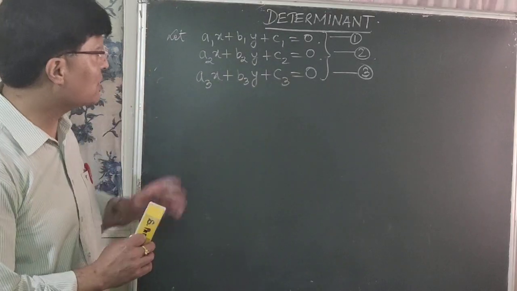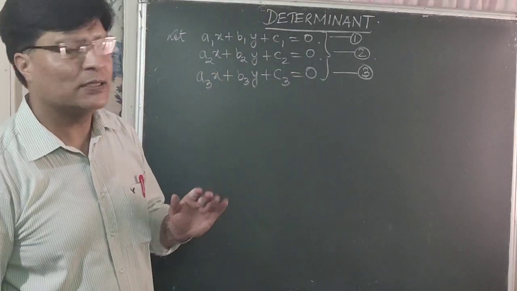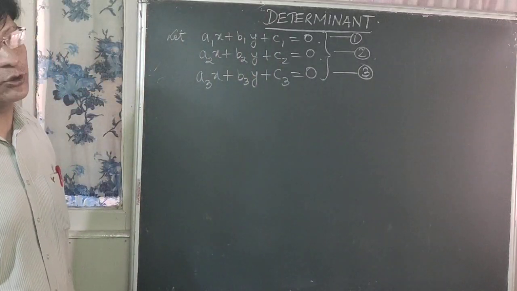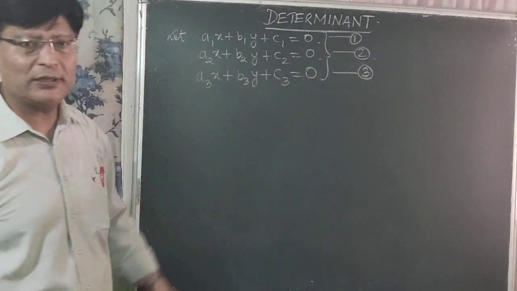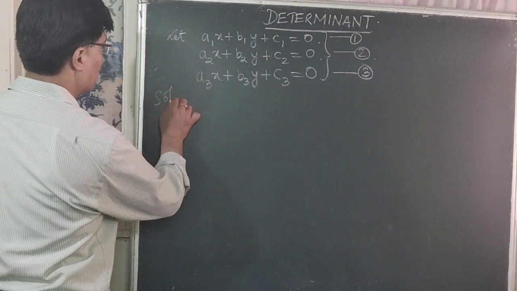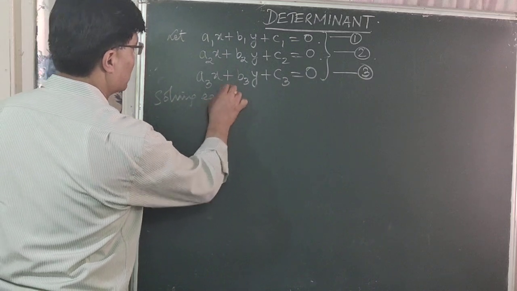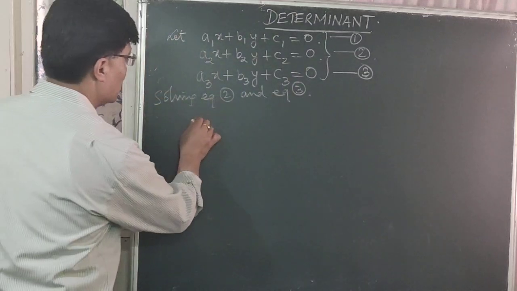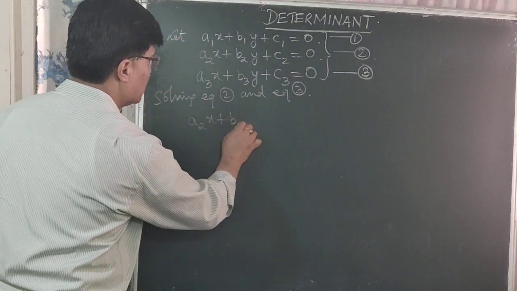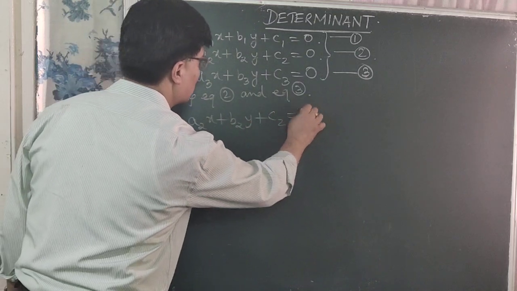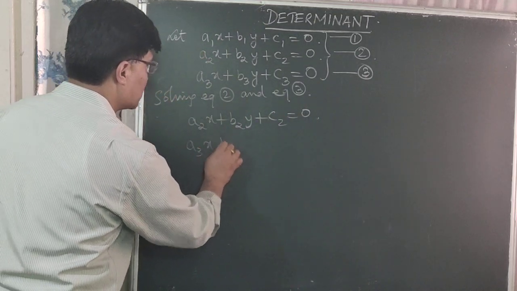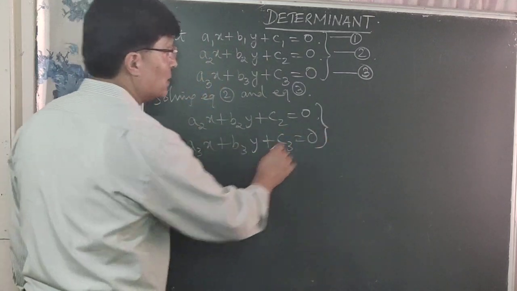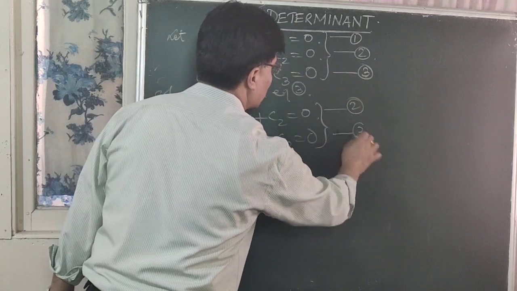So let us eliminate x and y from these three equations, right? Let us solve the two equations. Let us solve equation 2 and equation 3. So now solving equation 2 and equation 3, let us solve it. Right, so a2x plus b2y plus c2 is equal to 0, a3x plus b3y plus c3 is equal to 0. So this is equation 2 and this is equation 3.